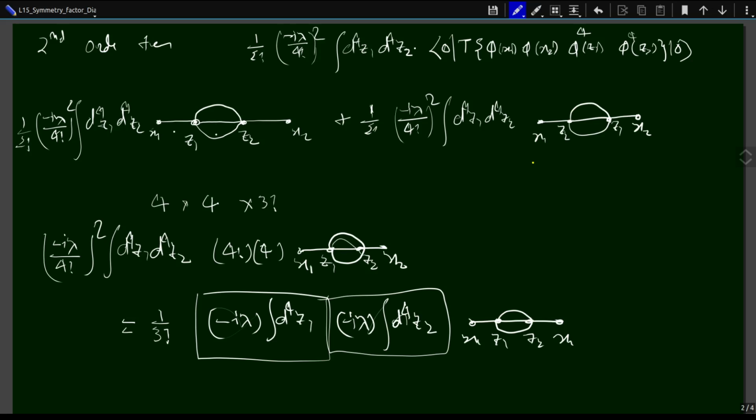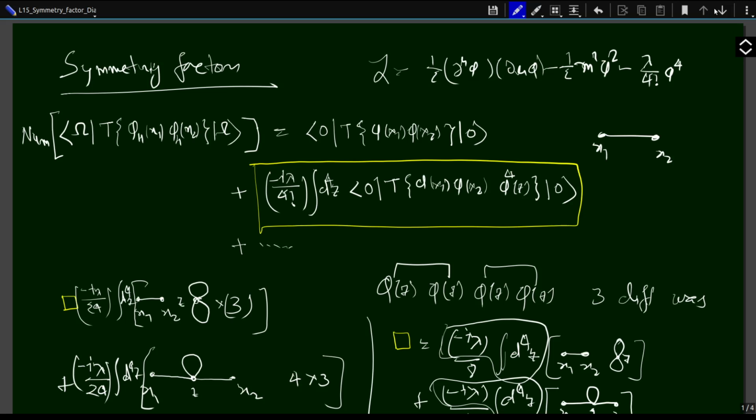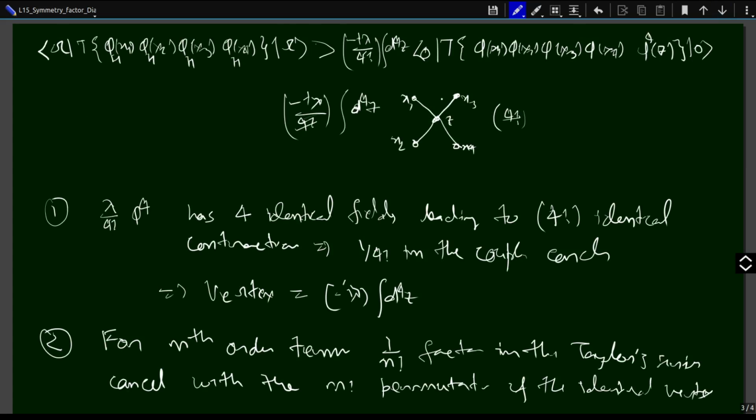And what is the symmetry factor over here? How many ways can I do this? I can permute them in factorial 3 ways, and this is exactly why factorial 3 is the symmetry factor over here. Okay, let's look at this simple diagram over here.